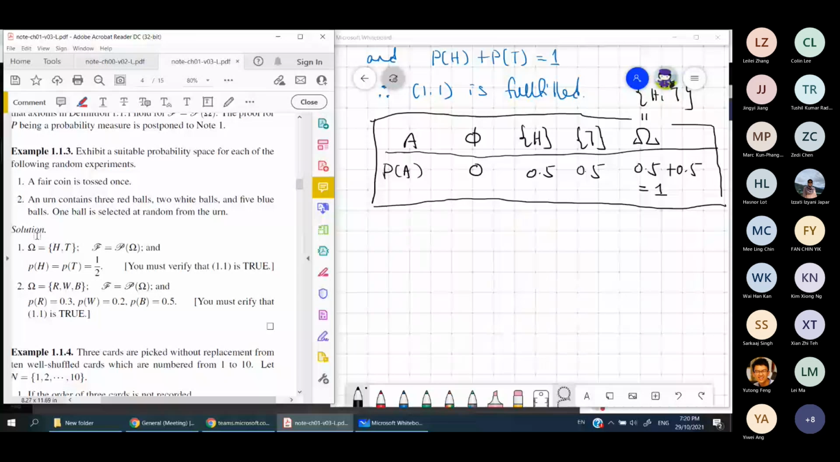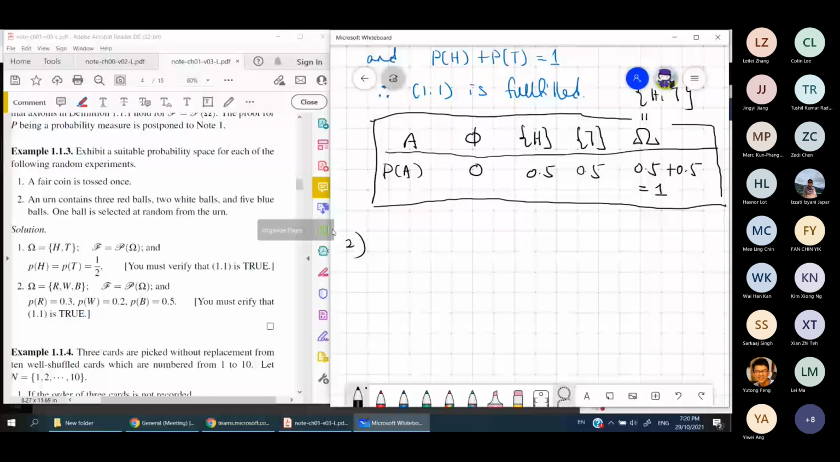An urn contains 3 red balls. So the number of red balls is 3, the number of white balls is 2, and the number of blue balls is 5. One ball is selected at random from the urn. So in this case, we select 1 ball from here, then we are interested in what color it is. So that means this is either red, white, or blue. So Omega.